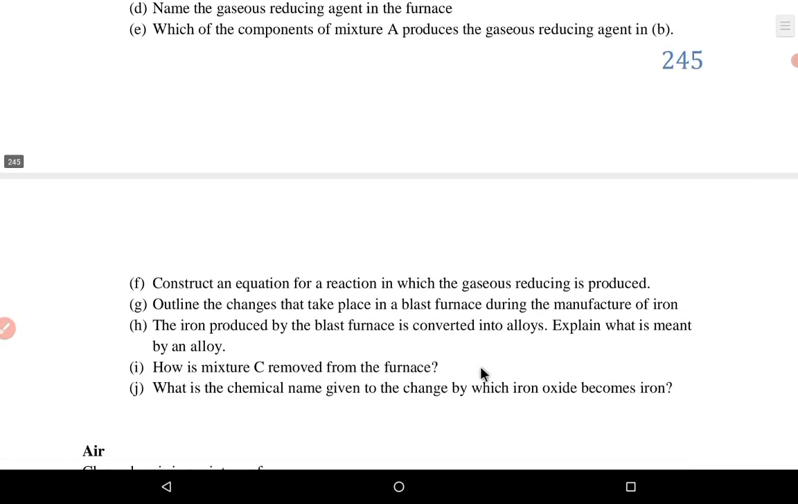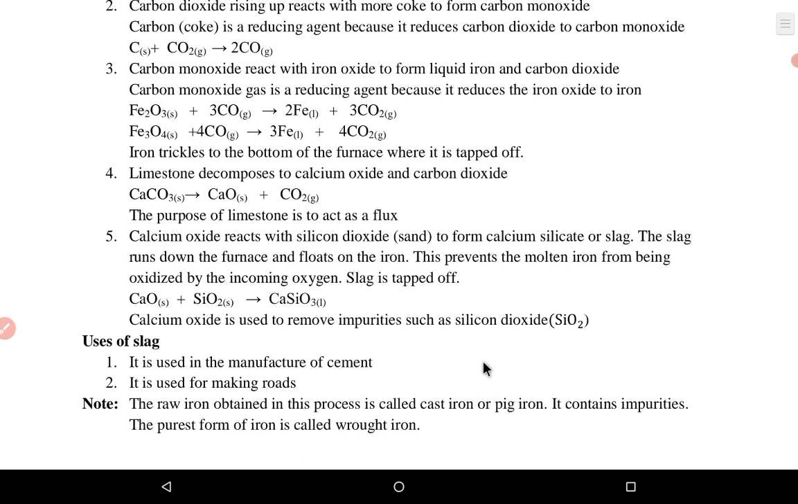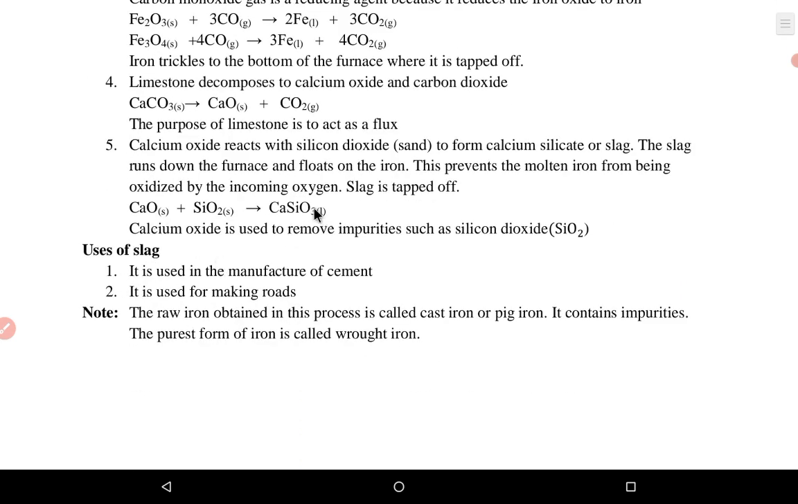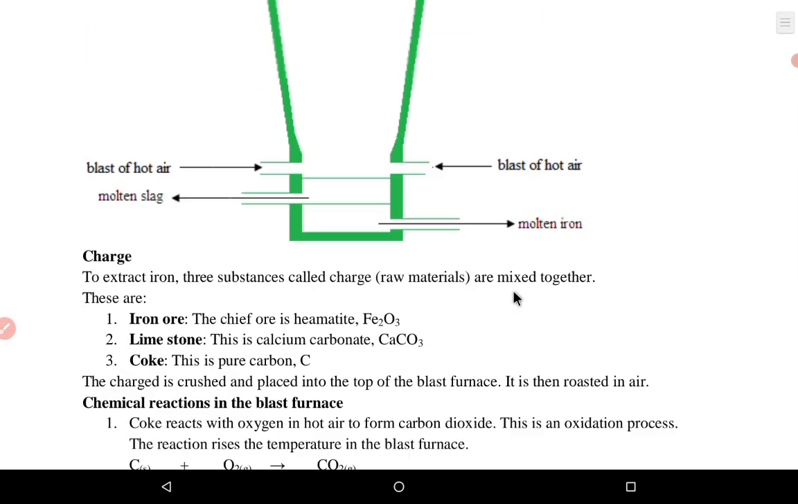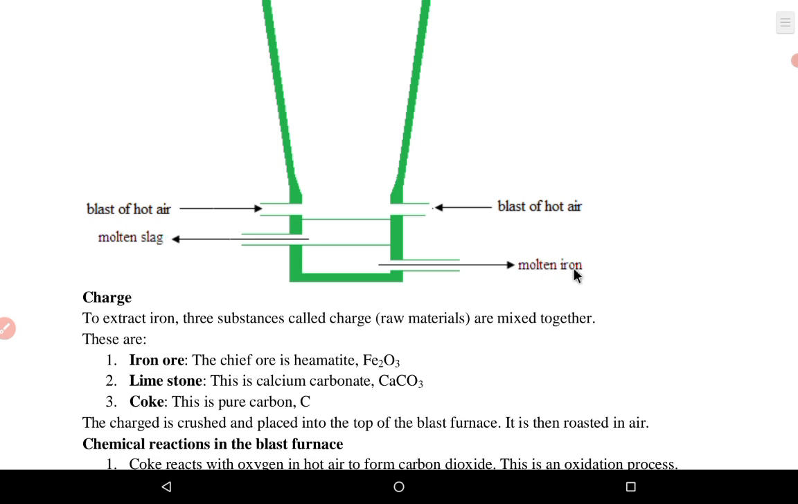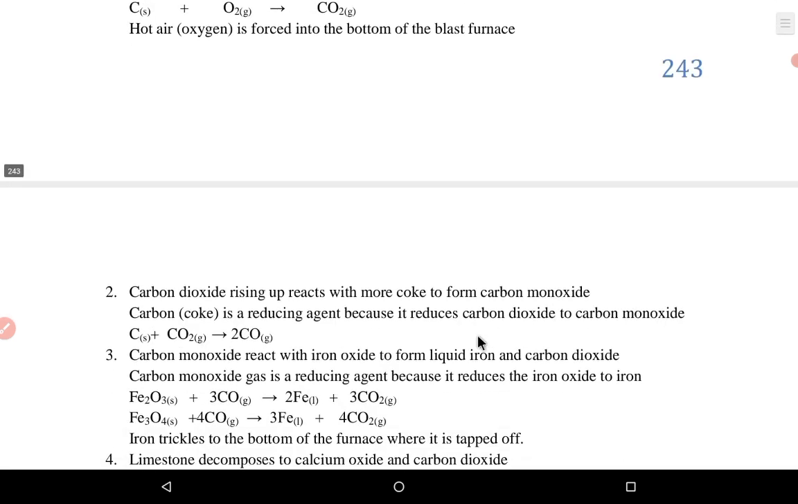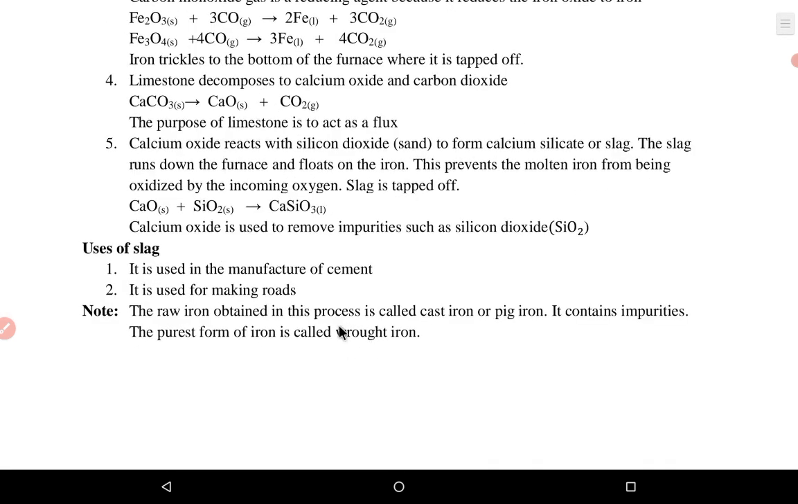Okay, so uses of the slag. The slag is the calcium silicate. It is used in the manufacture of cement, and also it is used for making rods. The iron that we have obtained is called cast iron or pig iron, but then it has to be burnt in oxygen once more to remove all the impurities, and that's when you get the purest form of iron that we call wrought iron.